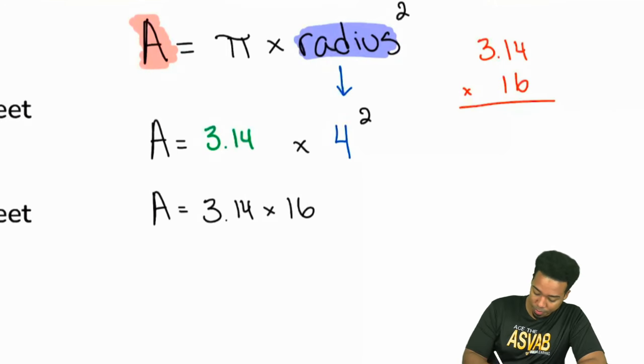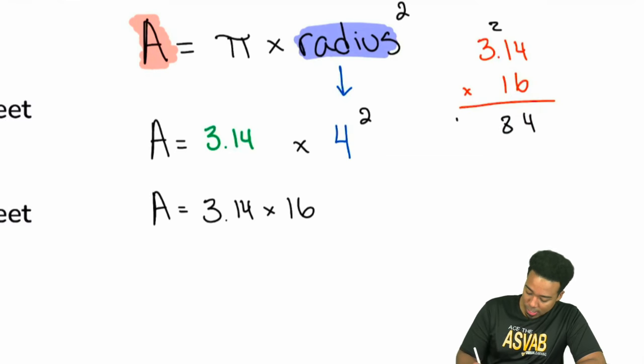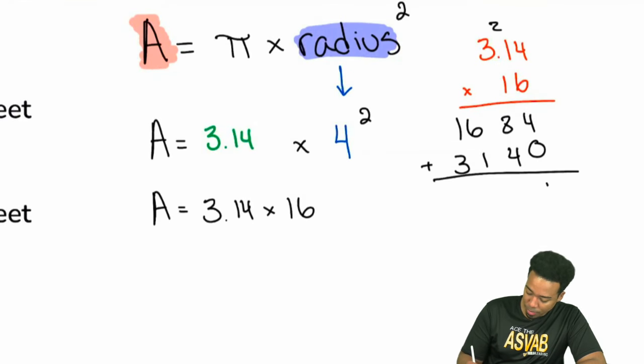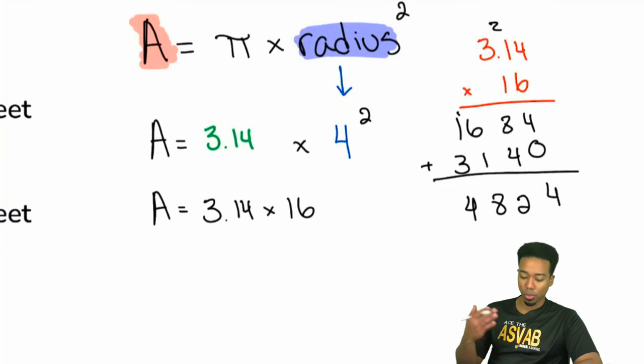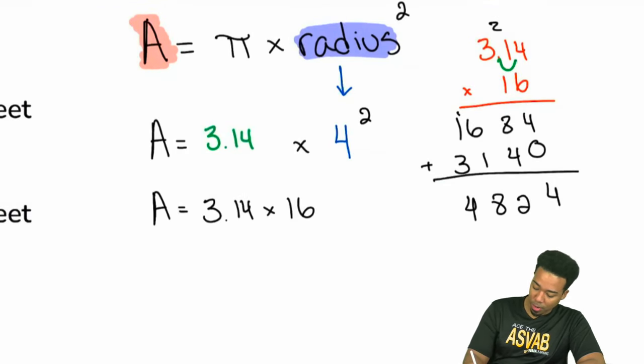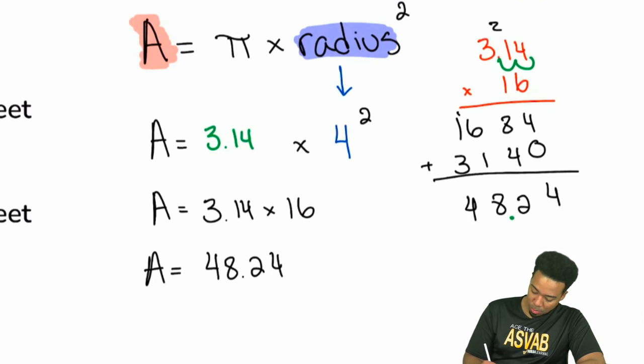So here we are. 4 times 6, 24. 1 times 6 is 6, carry the 2 is 8. 3 times 6 is 18. The next line will have 4 times 1, 1 times 1, 3 times 1. Add that together, we get 4, 12, carry the 1, 8, and 4. So 4, 8, 2, 4. And so what we'll do at the end is bring those decimals back, 1, 2, 1, 2. So my area equals 48.24, and that'll be square feet.